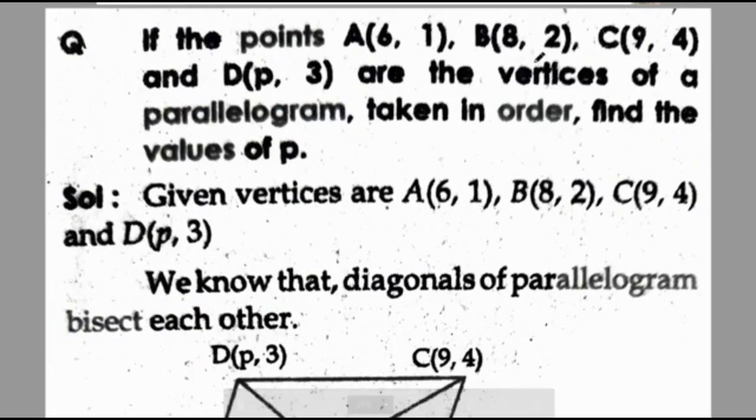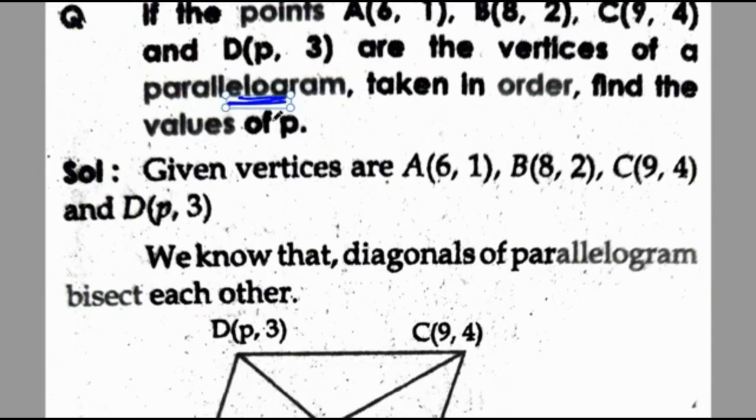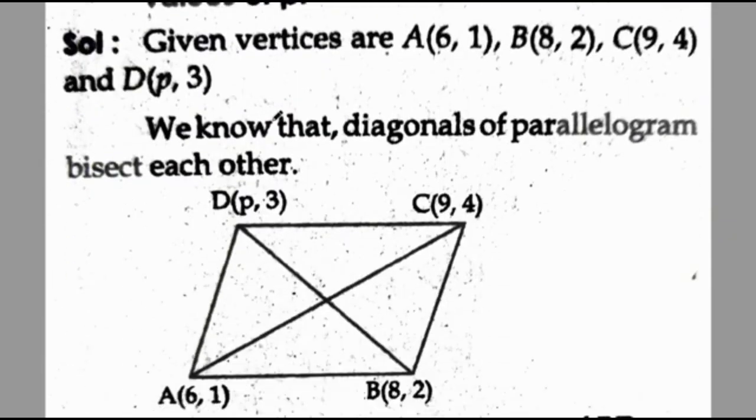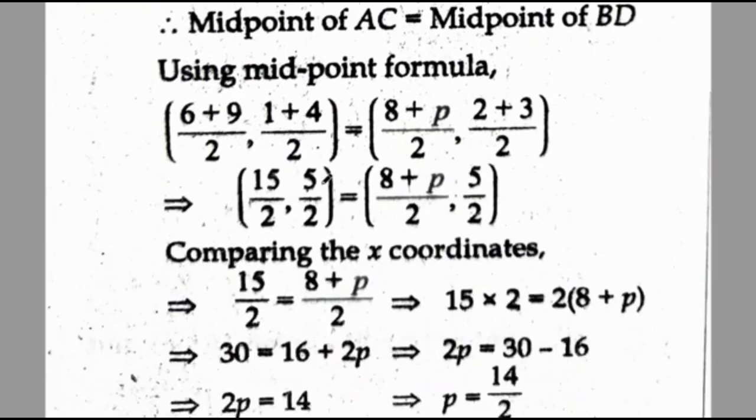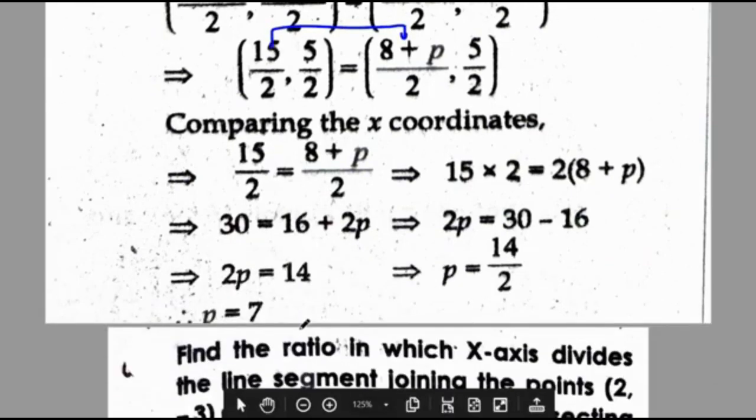If the points A(6, 1), B(8, 2), C(9, 4) and D(p, 3) are the vertices of a parallelogram, this is one of the most expected problems. Whenever a parallelogram is there, you have to use the midpoint formula. Midpoint of AC is equal to midpoint of BD, which gives you the p value. When we equate the first coordinates of the midpoint of AC and the midpoint of BD, we get the p value as 7.